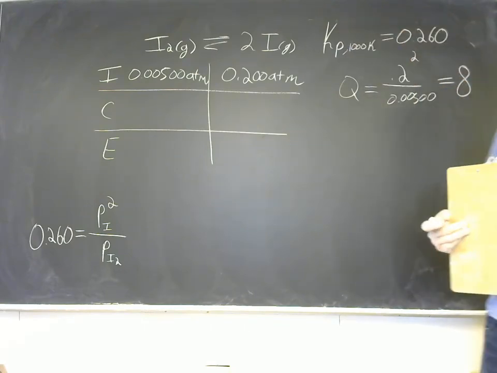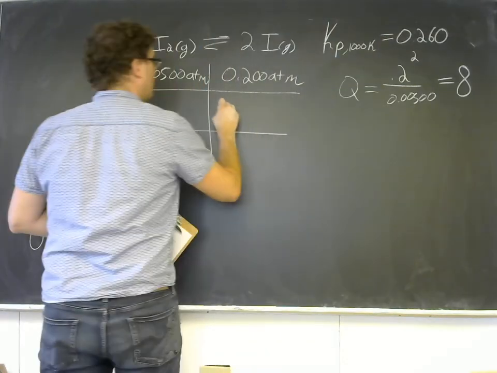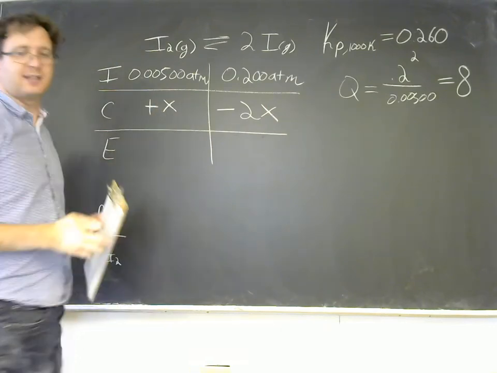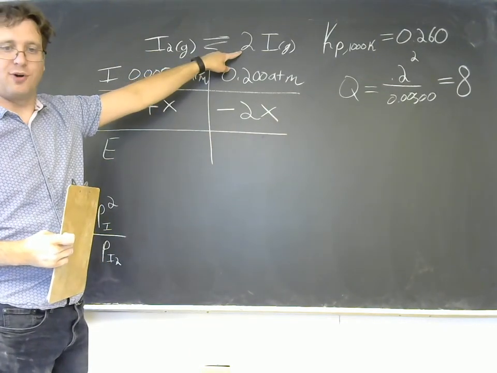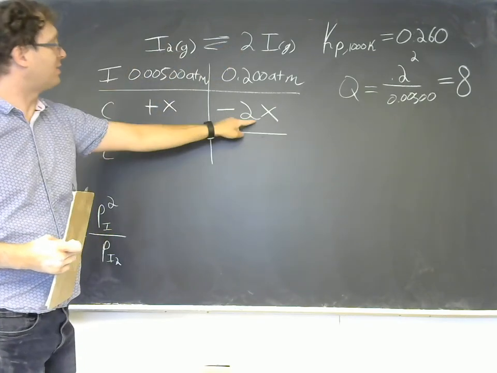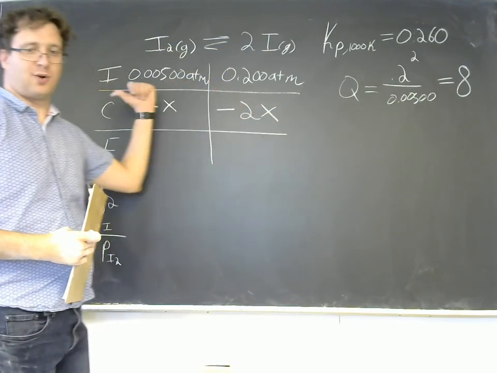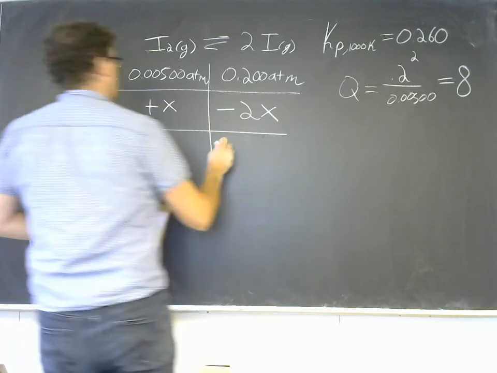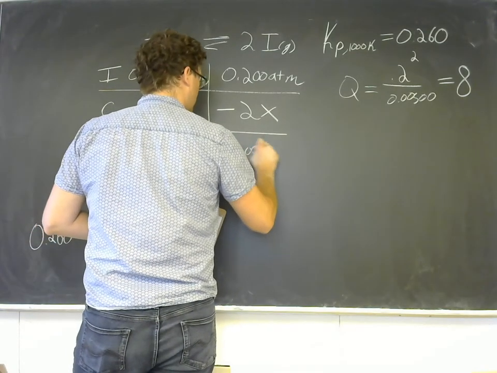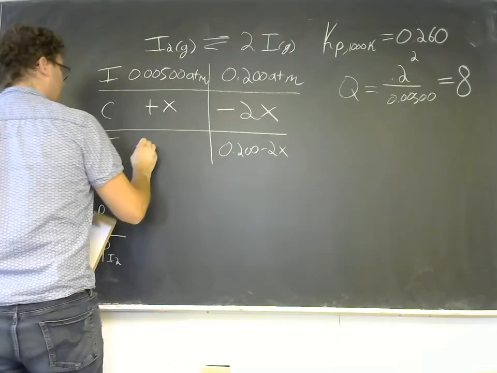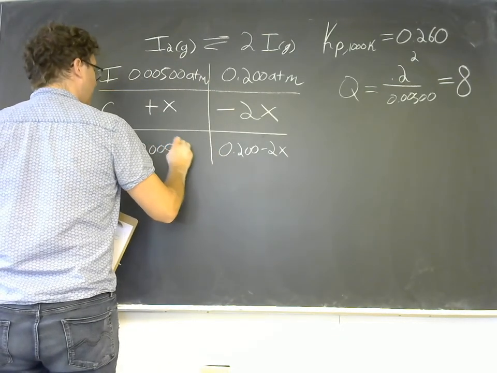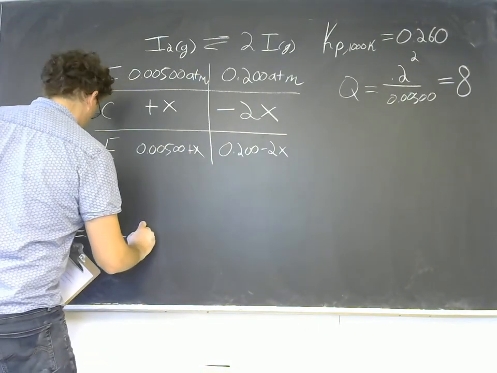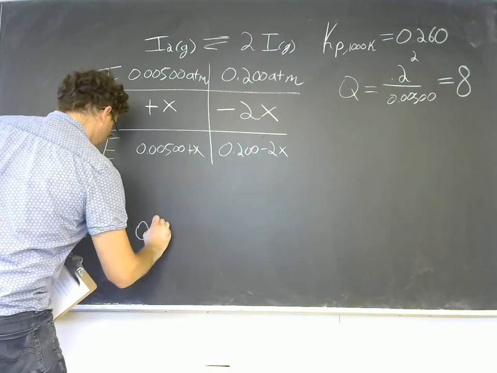That means we have too much product, and so our change is going to be negative 2x and plus x here. See that? We've got a stoichiometric coefficient of 2 and 1, so it'll be 2x and x, and because it's shifting toward reactants, this will be negative 2x, and this will be a positive x. So what we get is 0.200 minus 2x, and here we get 0.00500 plus x.